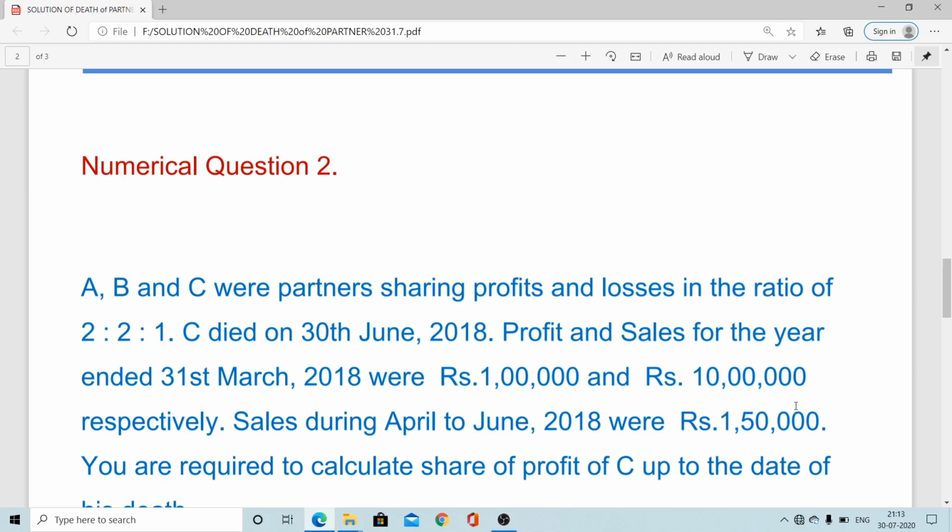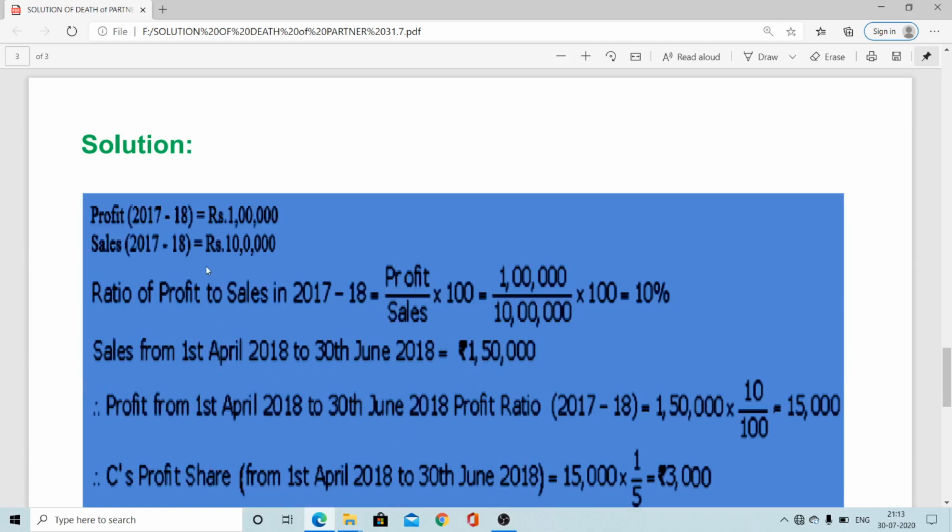After that we can pass the entry. If it is asked in the question to pass the entry, then profit and loss suspense account debit to C's capital. So once you check that, here is the solution. Last year profit as well as sales were 1 lakh and 10 lakhs. Therefore the percentage of profit is 10%. Now for the current year's first 3 months, the sales amount is 1 lakh 50,000, and the percentage of profit is the same in this year also. So 1 lakh 50,000 into 10% is coming 15,000, the entire firm's profit for ABC.